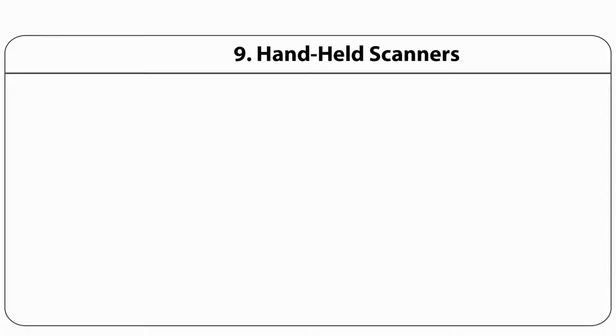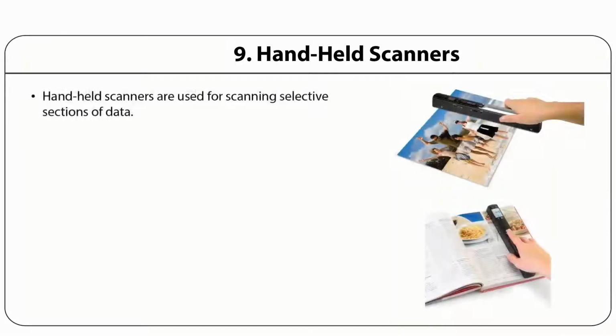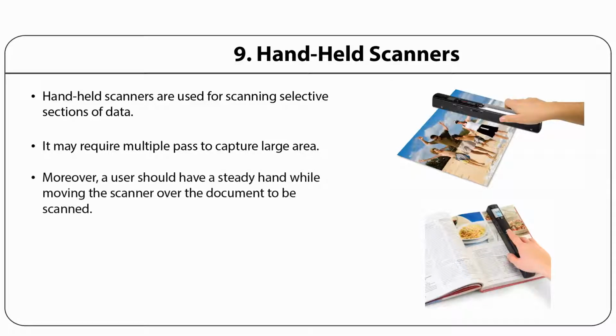Finally, the final equipment is handheld scanners. Handheld scanners are used for scanning selective sections of data. It may require multiple passes to capture a large area. Moreover, a user should have a steady hand while moving the scanner over the document to be scanned.